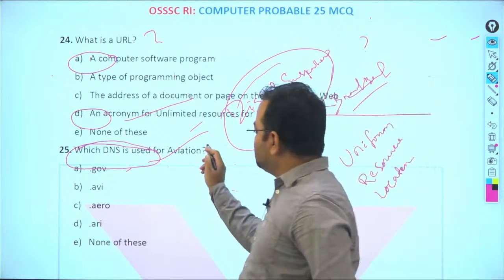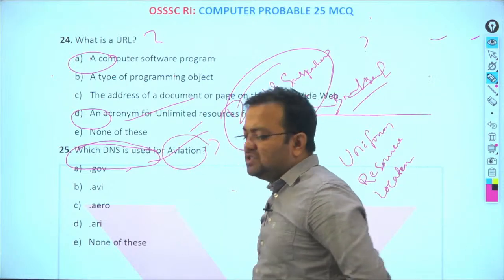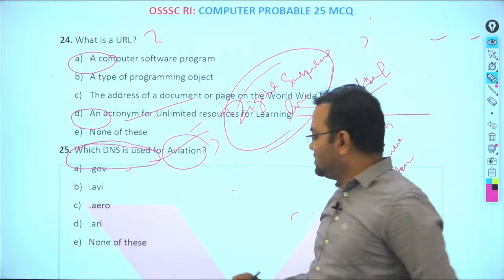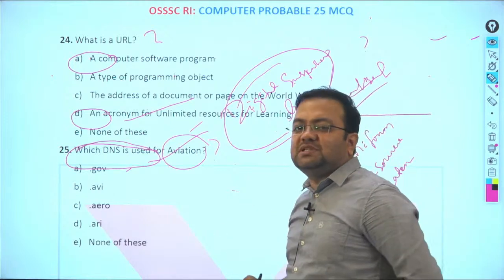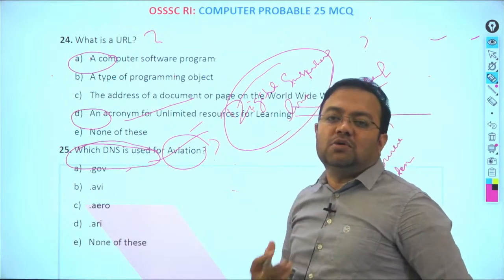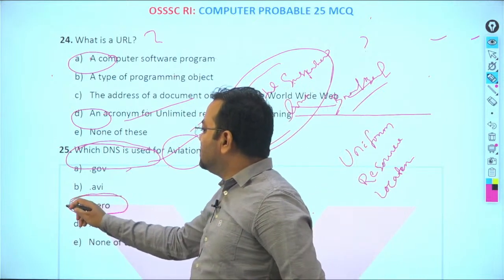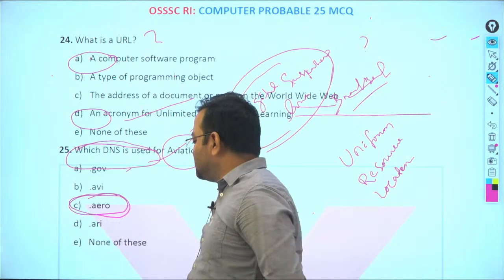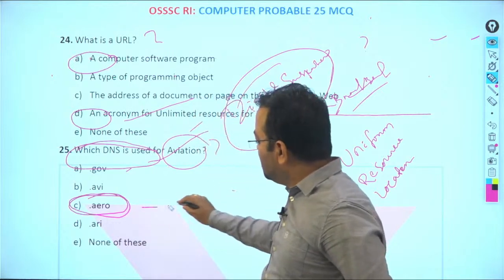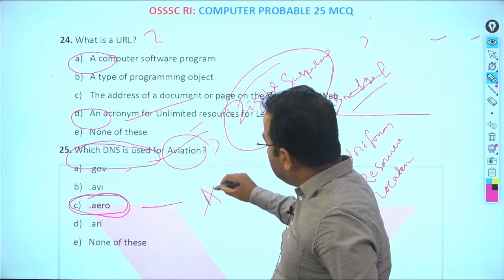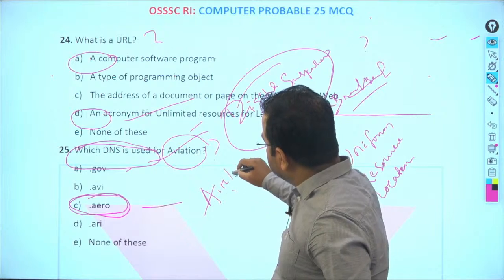Which DNS is used for aviation? So students, DNS stands for domain name system, and the DNS which is specially used for aviation, meaning airlines communication, is .aero. .aero is the domain name system specifically used for aviation or airlines communication.